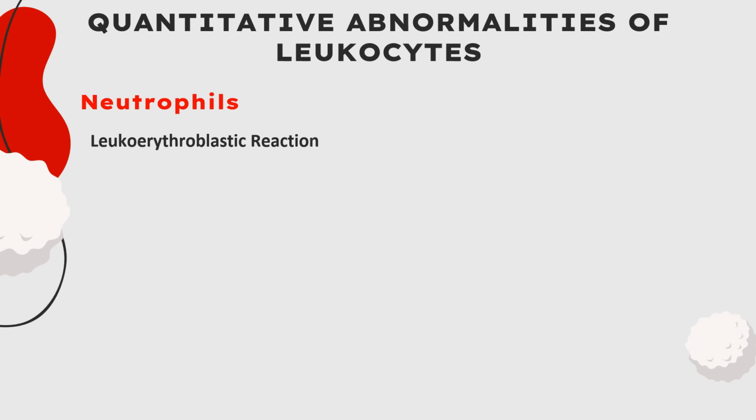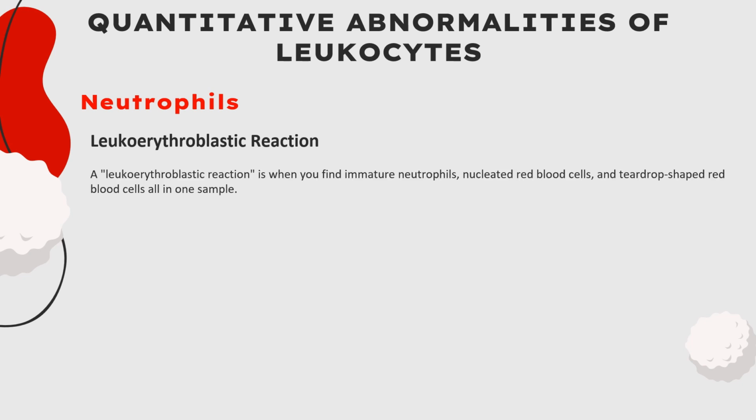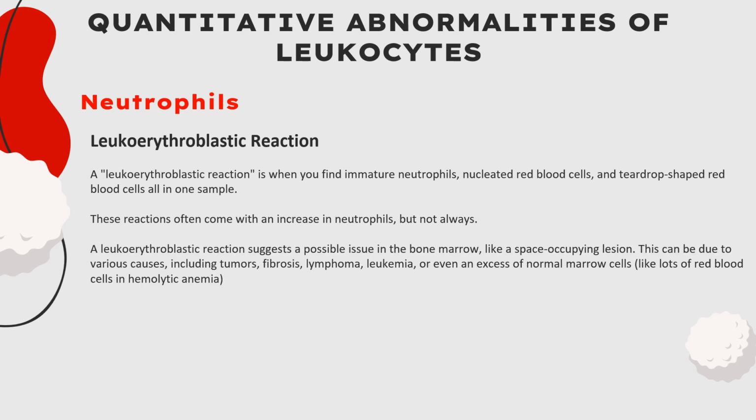Now, let's talk leukoerythroblastic reaction, where immature neutrophils, nucleated red blood cells, and teardrop-shaped red cells coexist. This reaction often accompanies increased neutrophils, but not always. It's a hint of possible bone marrow issues, like tumors, fibrosis, lymphoma, leukemia, or even an excess of normal marrow cells.